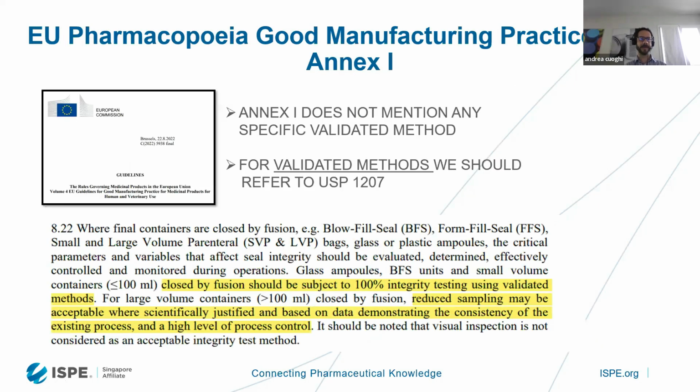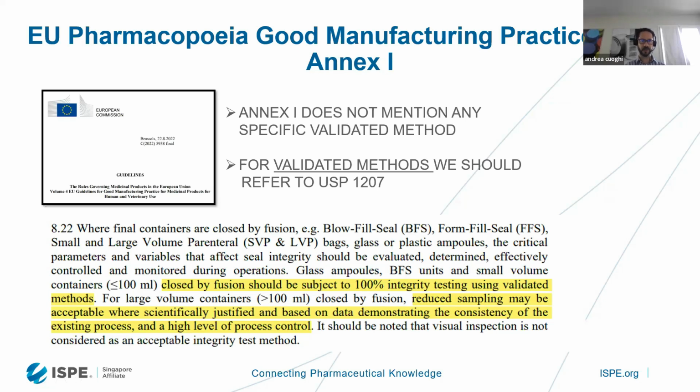Then, going more in detail into Annex 1, we can see that these are manufacturing practices, but we have to follow them. They are general rules that we should follow to guarantee the needed quality. As we said before, Annex 1 does not mention any specific validated method. For the validated method, we should jump to the US Pharmacopeia.